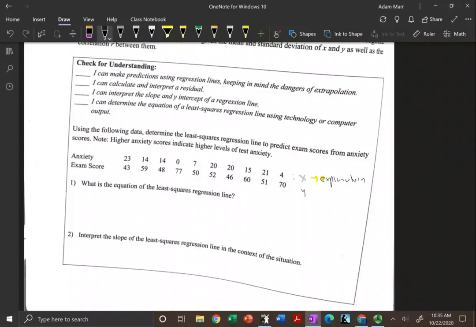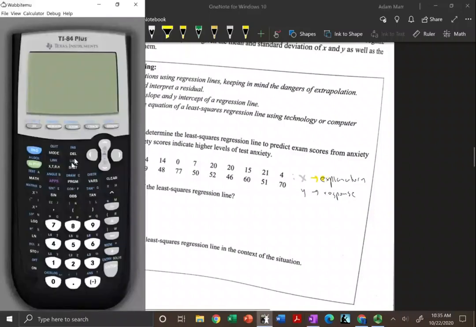And the exam scores are Y right here, and that is our response variable. What is the equation of the least square regression line? Okay, so the best way to do this, let's just put this into the calculator.